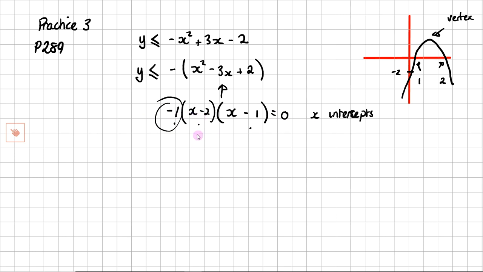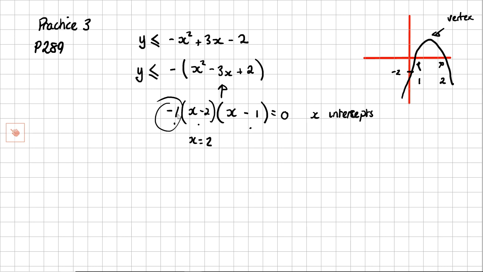Because if this is 0, so if x is 2, that becomes 0. The -1 doesn't make it -0, does it? So the -1 does not impact, it doesn't make all your x-intercepts negative. It doesn't do that. All right, that's the interesting thing about the factorized form. But where's the vertex? How can I find the vertex? So there are 2 ways.